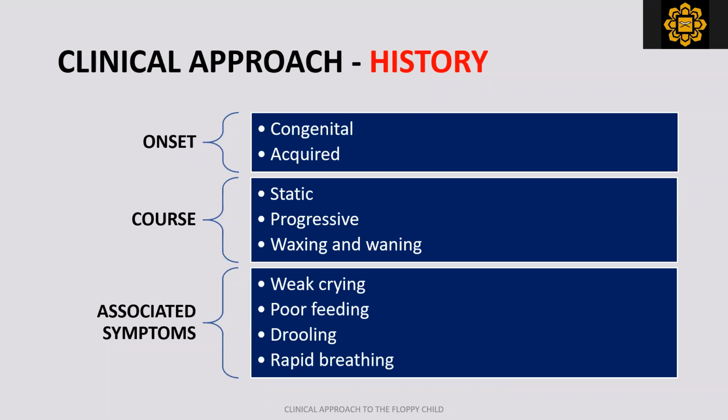For example, if it is static, meaning that the weakness has been like that ever since birth and never got worse and never recovered, maybe it's a static cause, for example, cerebral palsy. Progressive could be spinal muscular atrophy, which is progressive in weakness, whereas waxing and waning weakness can be seen in myasthenia gravis. And not only can the weakness be seen through the limbs and the trunk, but it can also be seen through several associated symptoms. For example, weak crying. Weak crying is indicative of a weak respiratory system. Poor feeding is also indicative of weakness of the digestive system. Similarly with drooling and rapid breathing, because the intercostal muscles and breathing muscles are weak.